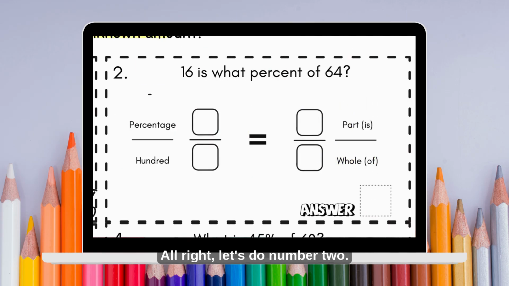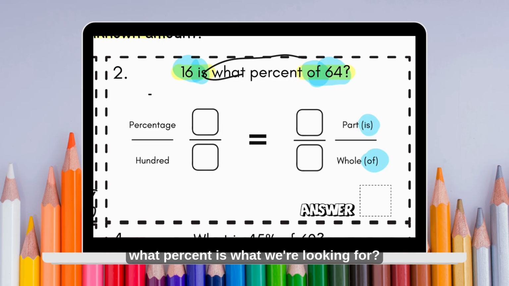All right, let's do number 2. It says, 16 is what percent of 64? And so we know here, we're highlighting our keywords, is, over, of. So "of" is 64. 16 is what percent of 64? When we reread it again, what percent is what we're looking for.